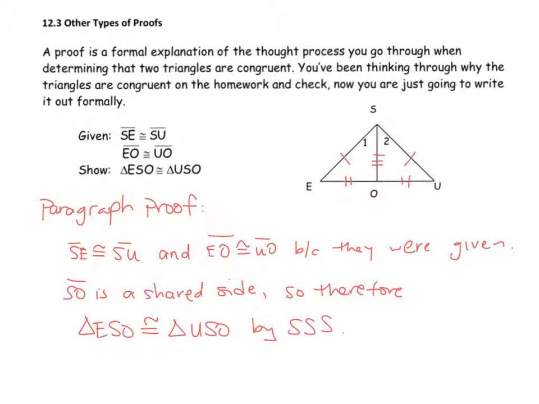So once you write your paragraph proof, that's all you have to do. Basically, you're just justifying each piece as you go, and you're writing it in sentences instead of in a flowchart. So that's the first one.